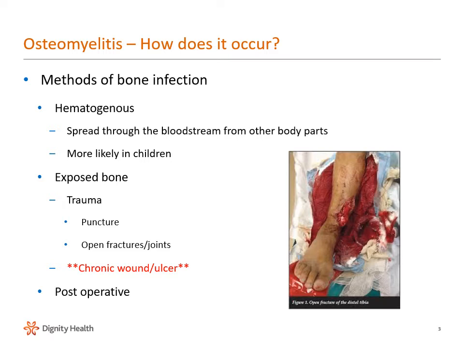Additionally, patients can have exposed bone, and exposed bone can be from a traumatic injury, such as an open fracture or a puncture, or a lot of times in the hospital setting, it'll be from a chronic wound or an ulcer. A lot of times this will present in our sicker patients with diabetes, peripheral neuropathy, or vascular disease. And the last place that we'll see a bone infection can be post-operative. Sometimes from an orthopedic procedure where there is an operation on or around bone, the patient can develop an infection deep into the bone as a result of the operation.